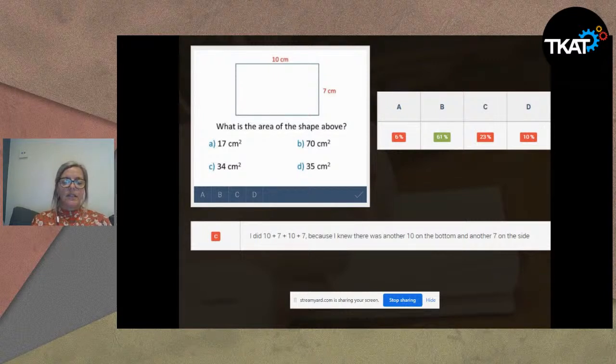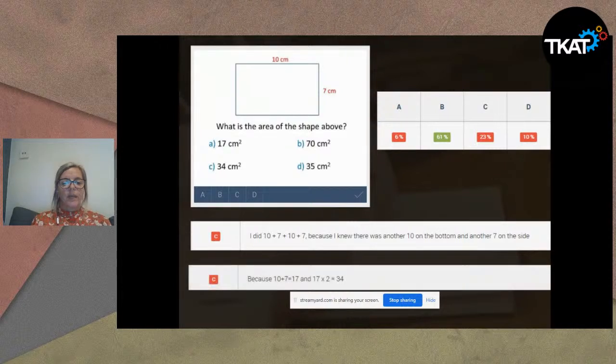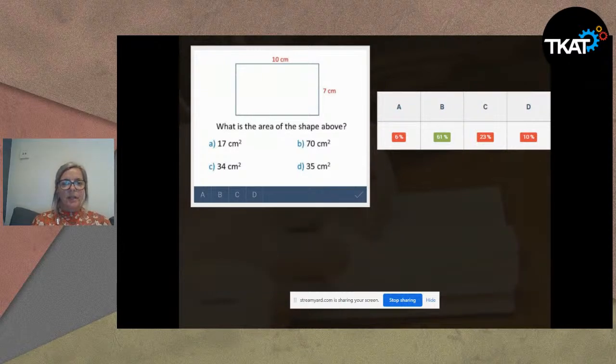Now, that person clearly has a misconception about area and perimeter because they've calculated the perimeter here. Really common to mix these two things up.